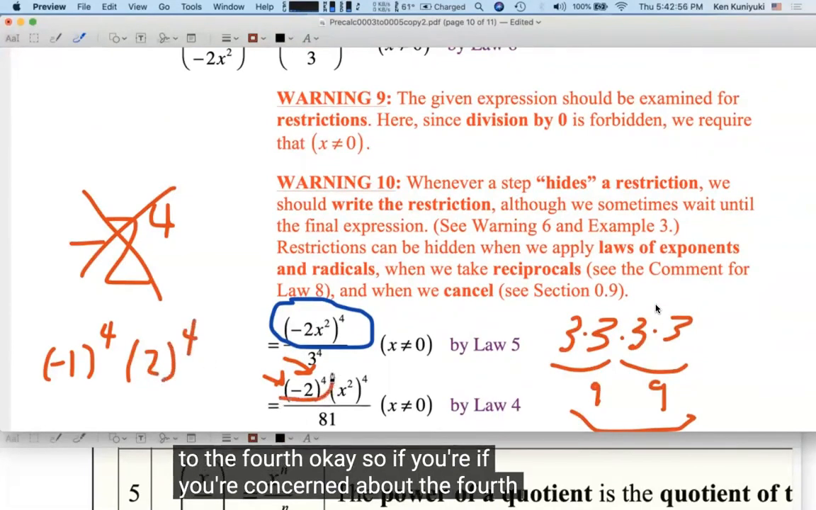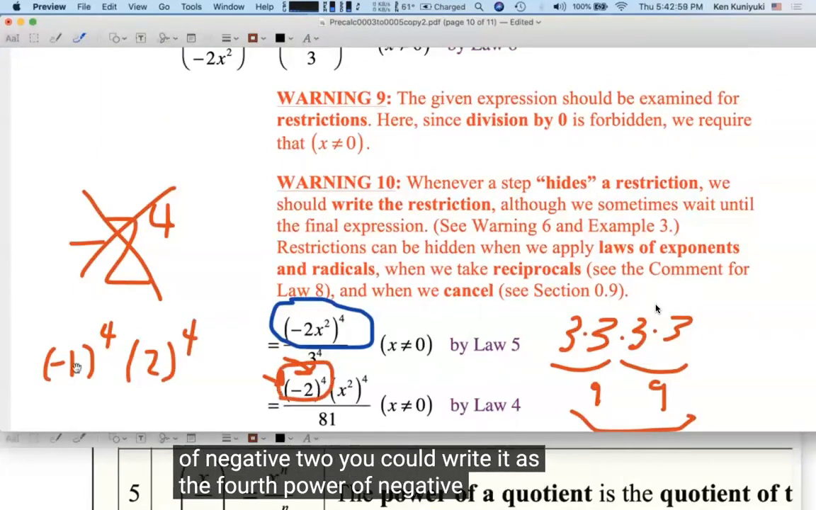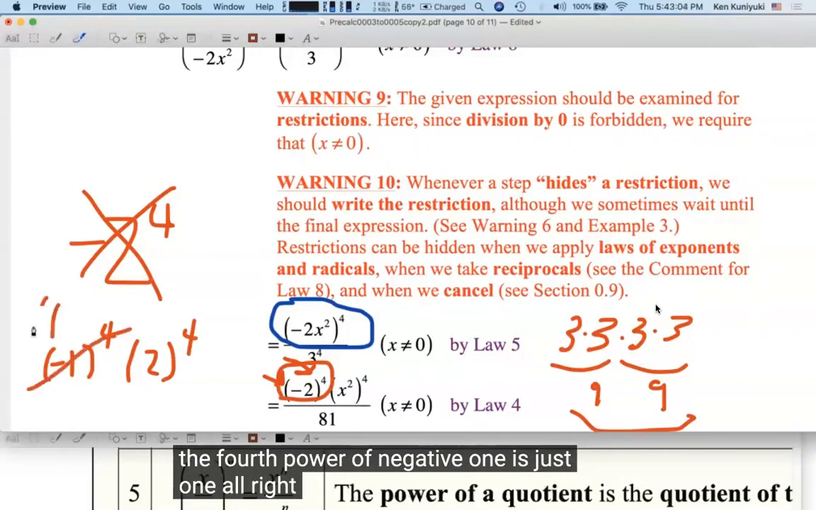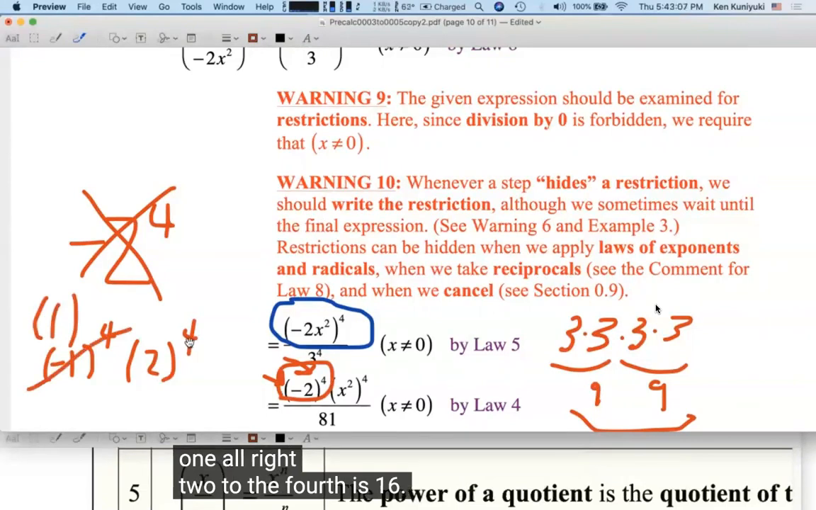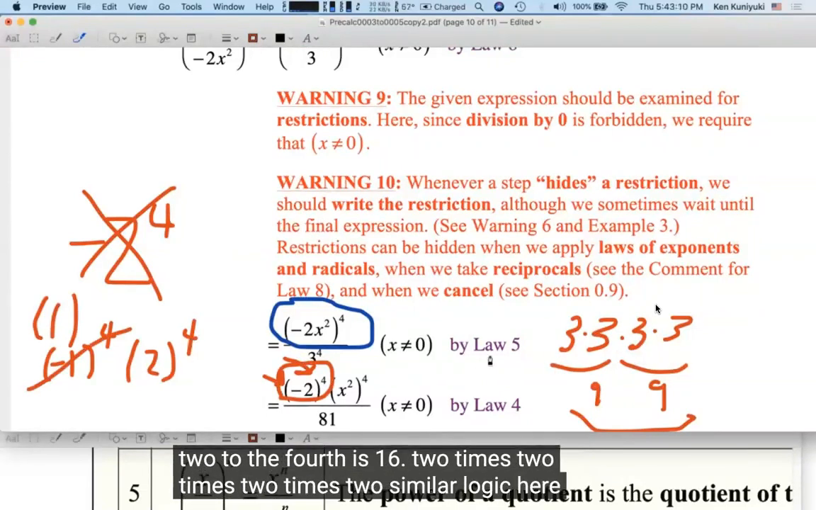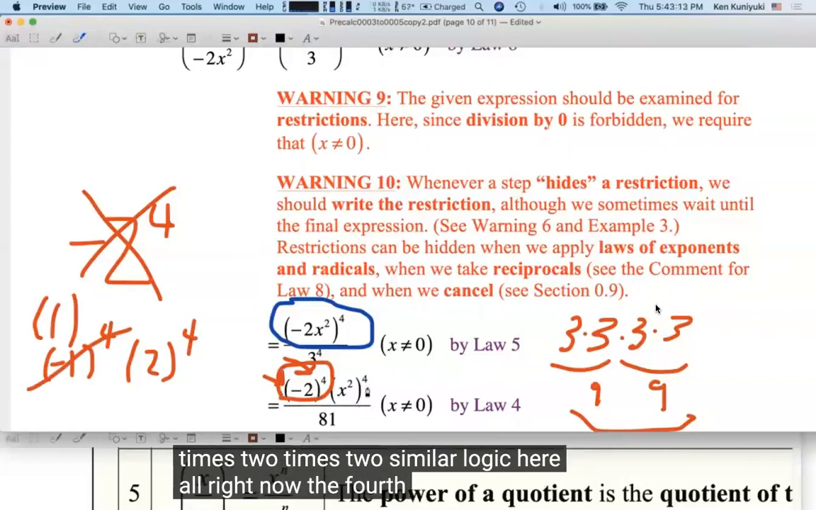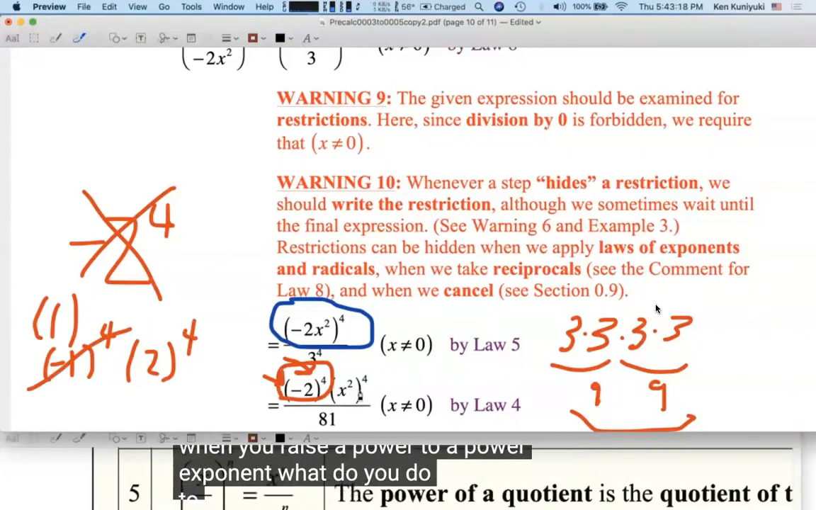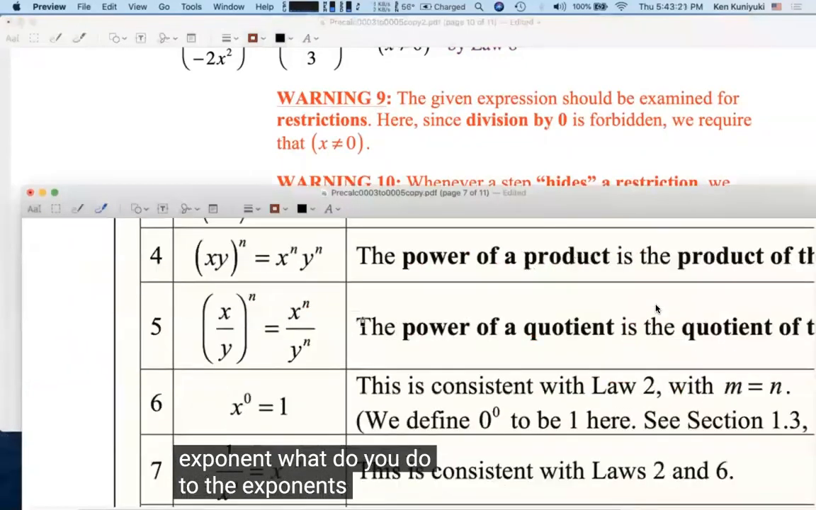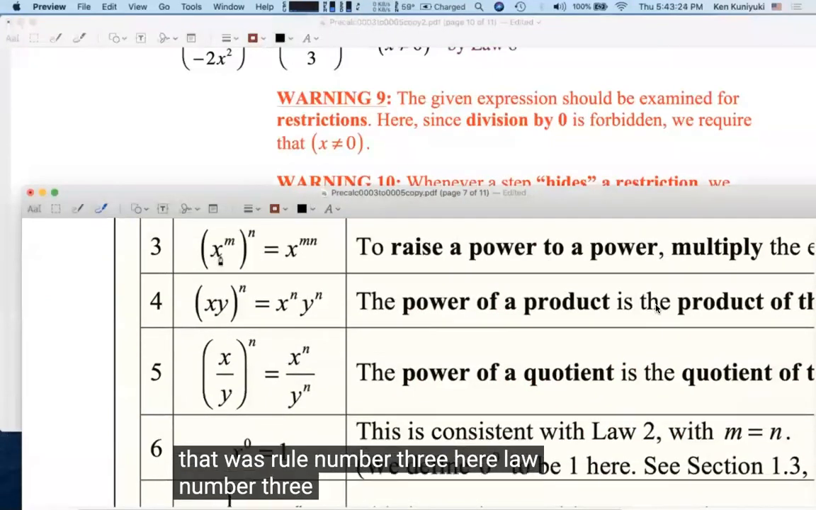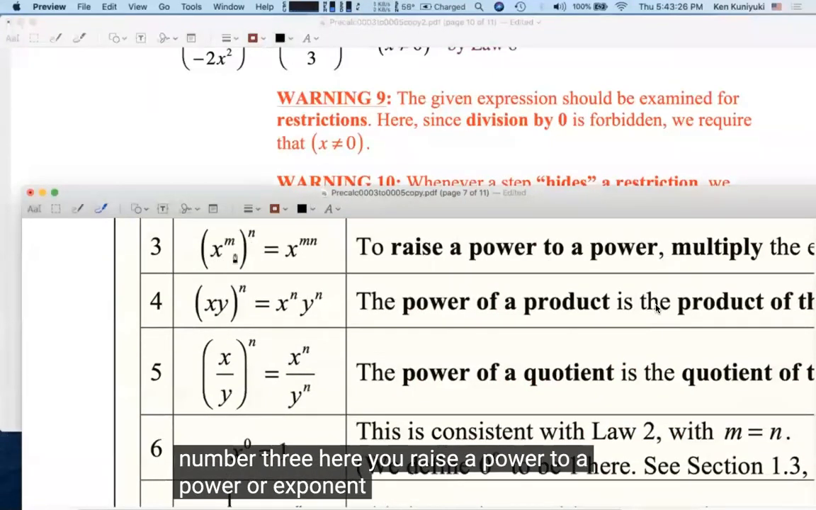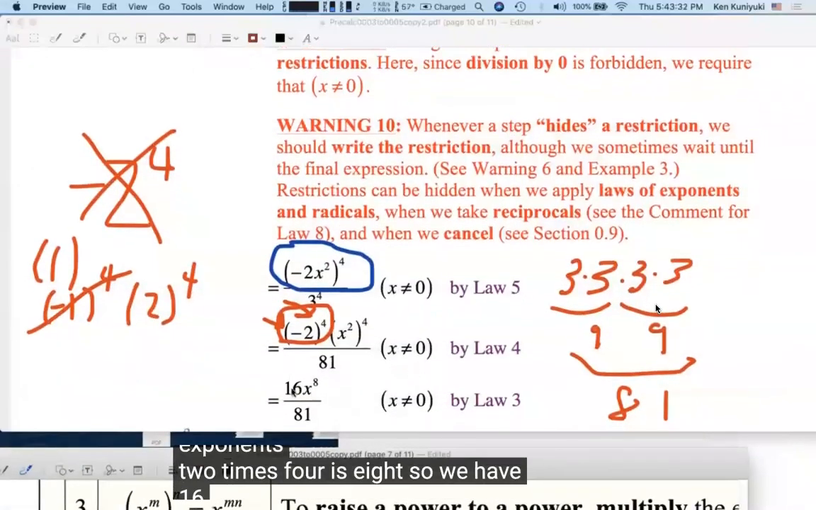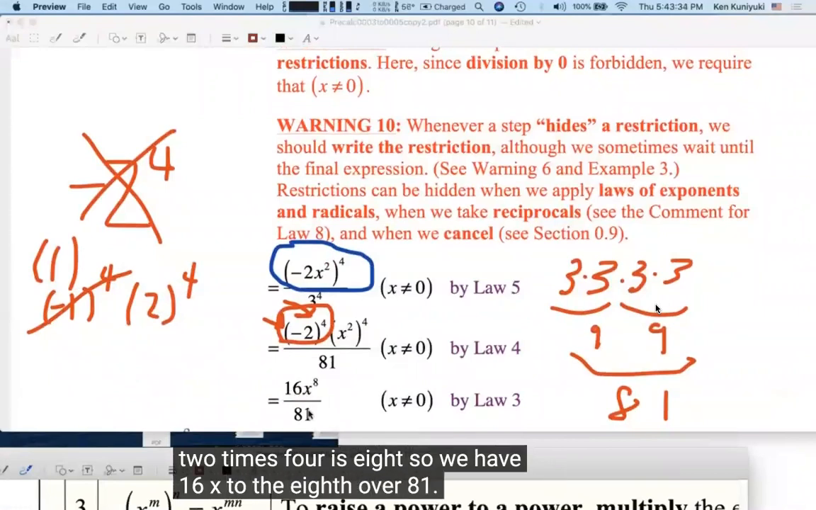So if you're concerned about the fourth power of negative 2, you could write it as the fourth power of negative 1 times the fourth power of 2. The fourth power of negative 1 is just 1. 2 to the fourth is 16, 2 times 2 times 2 times 2. Now, the fourth power of x squared. When you raise a power to a power, what do you do to the exponents? That was law number 3 here: you multiply the exponents. 2 times 4 is 8. So we have 16 x to the 8th over 81.